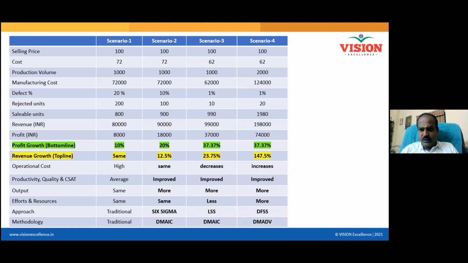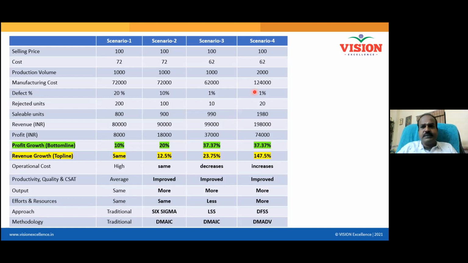Such projects are called DFSS projects. What is DFSS? Design for Six Sigma. Why do I call it design for Six Sigma? Look here, the lowest defect level of 1% is maintained as it is. Of course, when you want to call a process Six Sigma, the defect level will not even be 1%. It will be much less than that. We'll talk about it a little later.